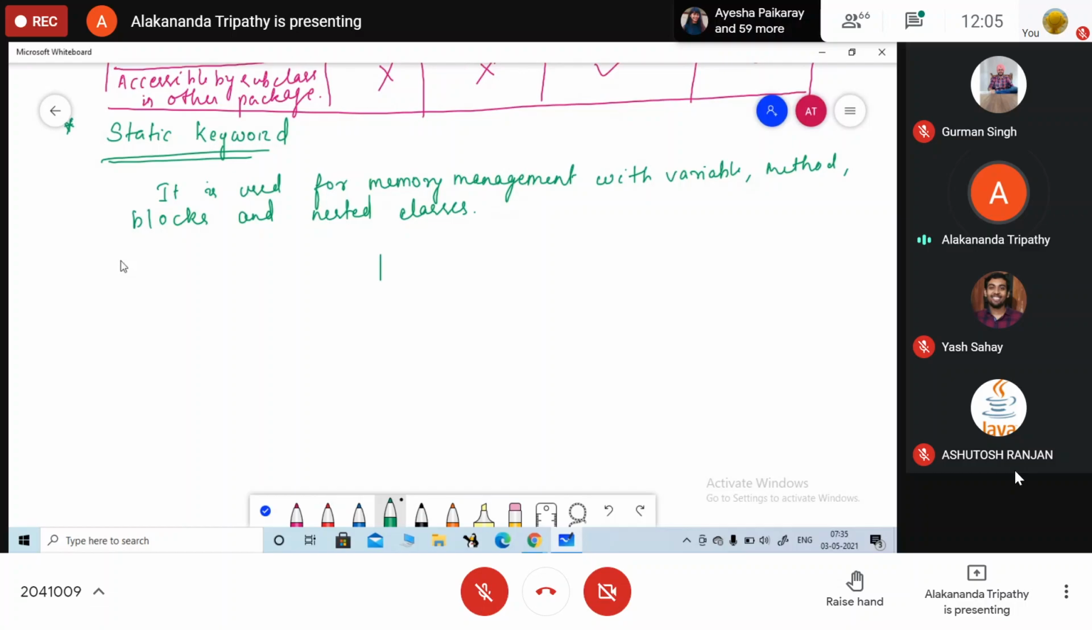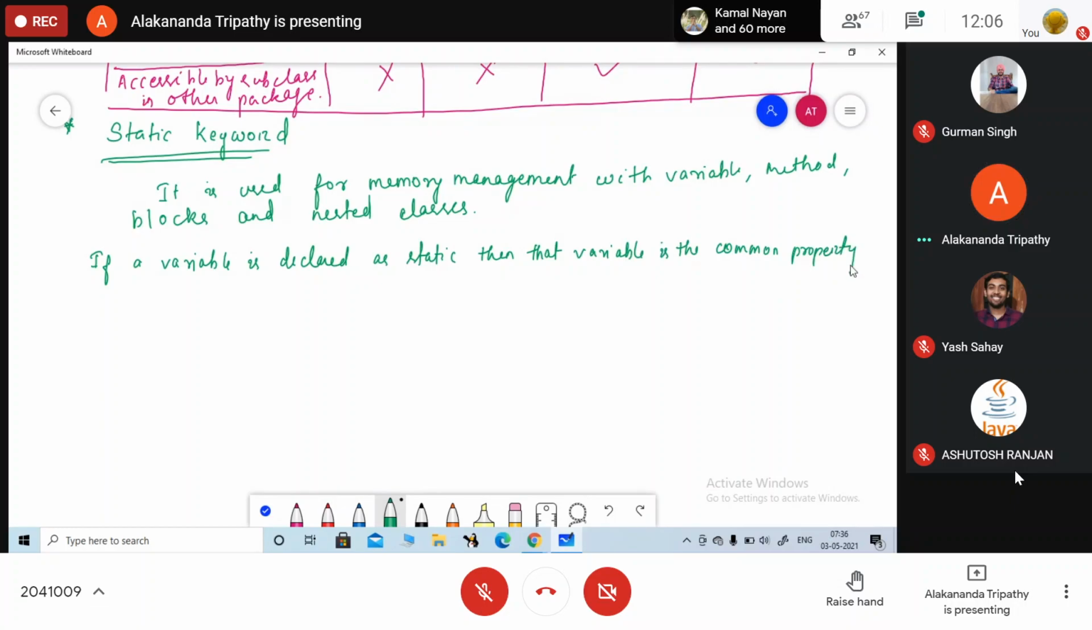Note it down: if a variable is declared as static, then that variable is the common property of all objects, not unique for each object. Do you understand what is written here?